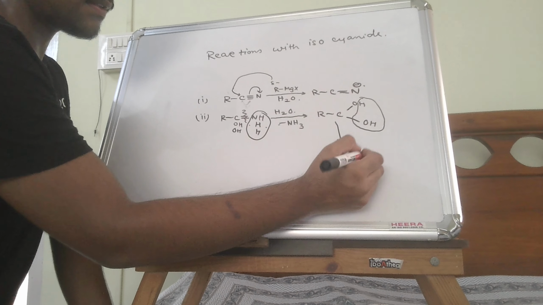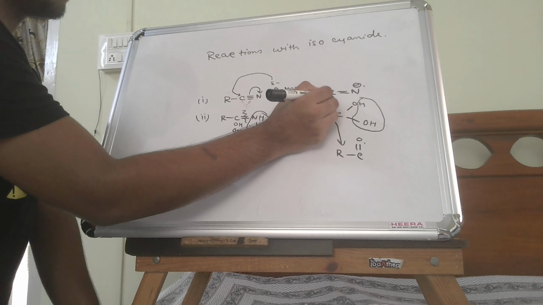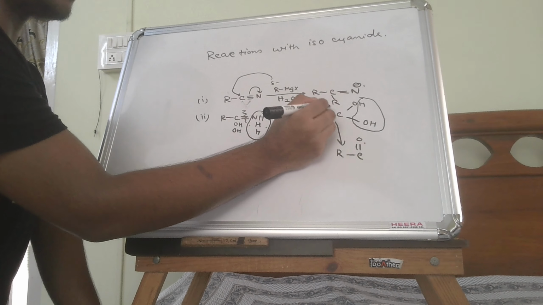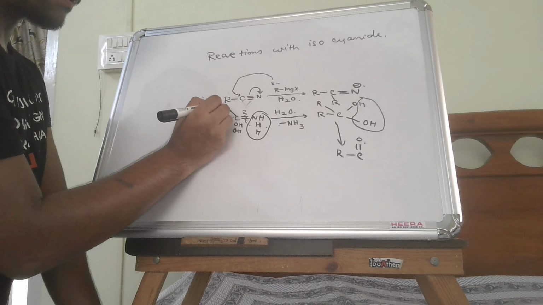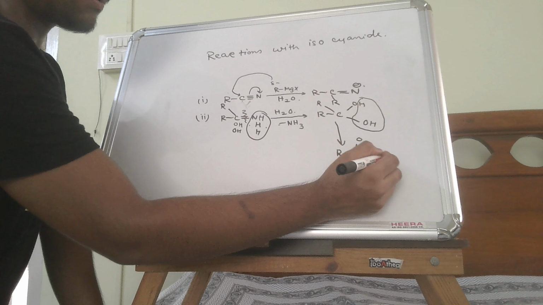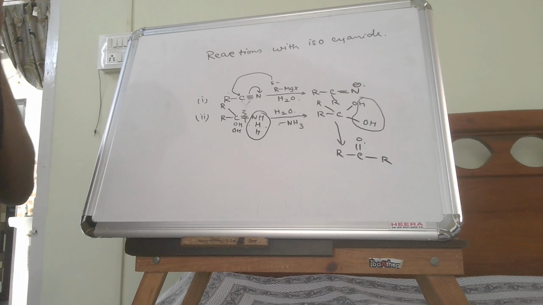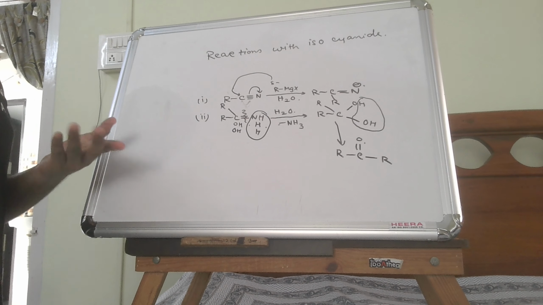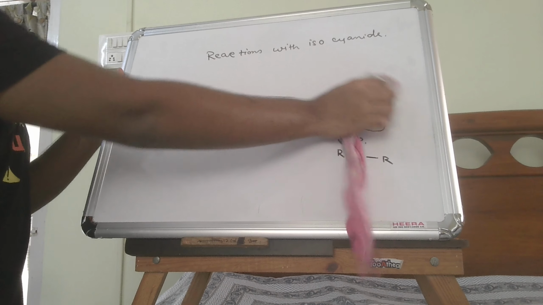Sorry, my bad, my mistake. It forms R C double bond O R, again a ketone. Now, these were all the mechanistic approaches. Now let's do the jugaad part, the tricks. How will we be solving?